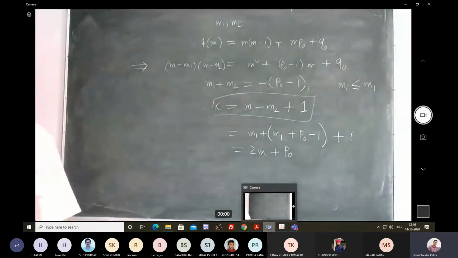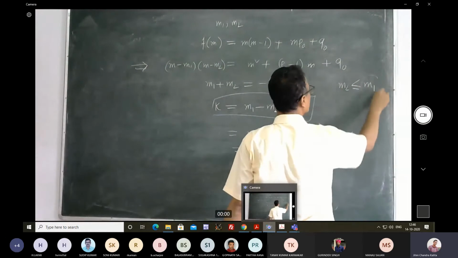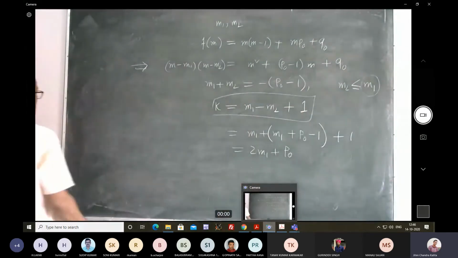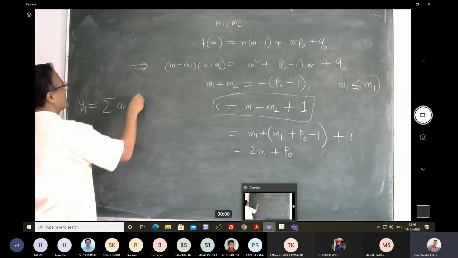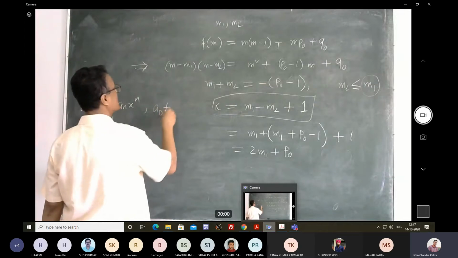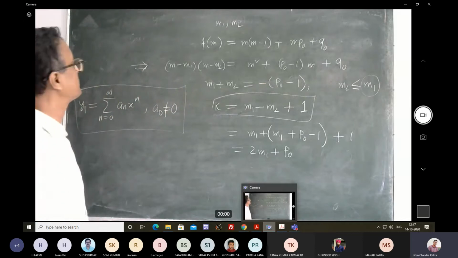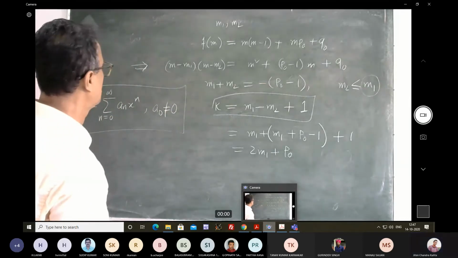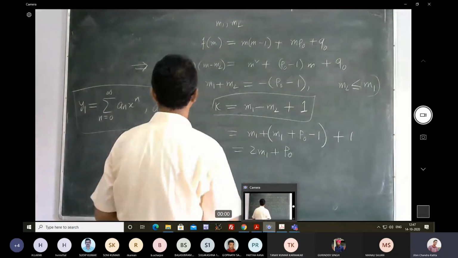Okay, fine. So now let us assume that the series solution corresponding to the root m1 is given by this, y1 equal to this one. Of course, here a naught is not equal to 0. Okay, just a minute, once I reach there, I'll let you know.